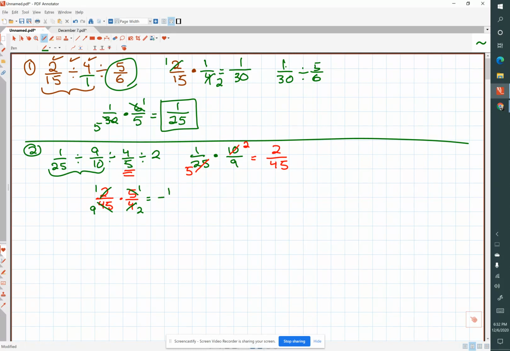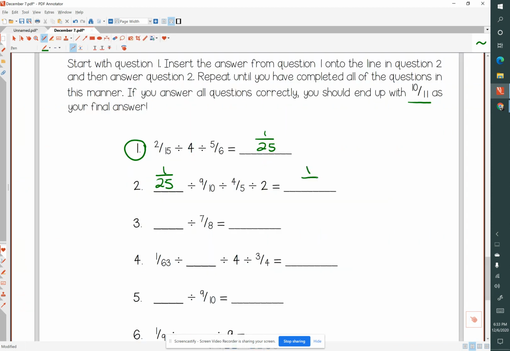1 times 1 is 1. 9 times 2 is 18. Then we're going to take that and divide by 2. So it's 1/18 divided by 2. We'll put a 1 under the 2, and then we'll keep the first fraction, and we will multiply by the reciprocal. Oops, I just gave away the answer there. The reciprocal of 2 over 1 is 1/2. Multiply straight across. 1 times 1 is 1. 18 times 2 is 36, and that's a final answer. 1 over 36. We'll put that answer right here.